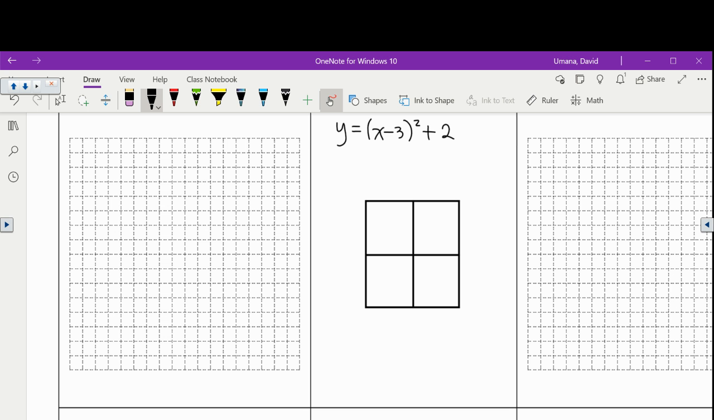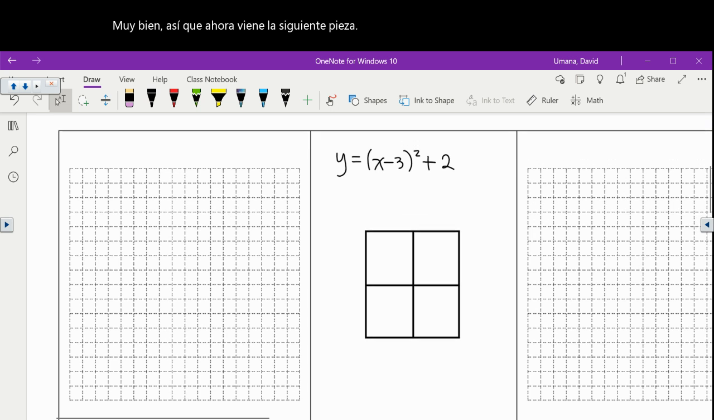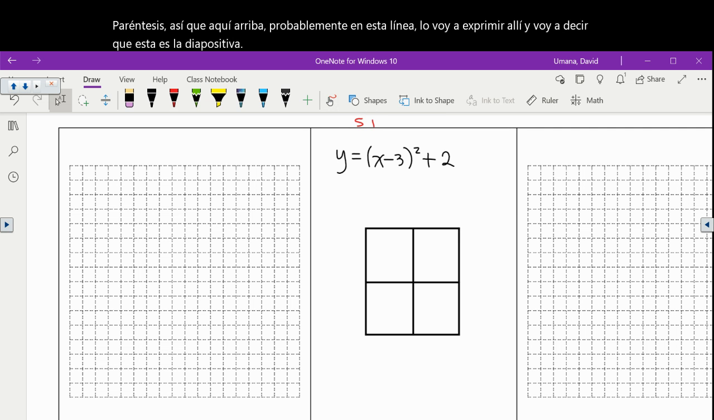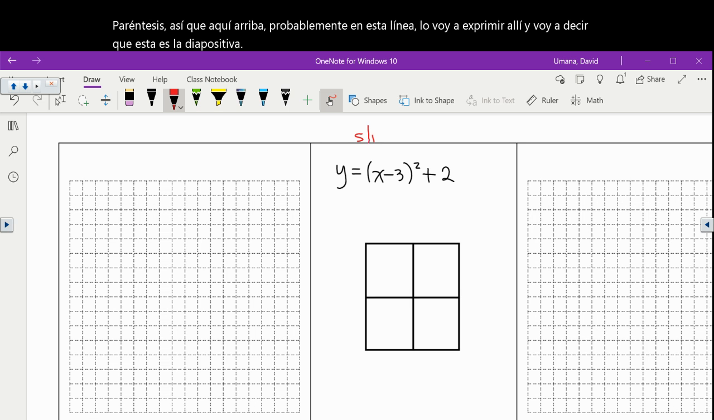All right. So now comes the next piece. When you see this, I want to see if anybody remembers, because I haven't seen you guys in what, 4 days, 5 days. Where's the slide? Anybody remember that word? Where's the slide? Parentheses. So up here, probably on this line, I'm going to squeeze it in there, and I'm going to say that this is the slide. This is the slide.